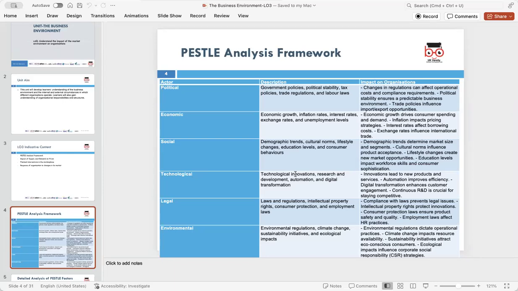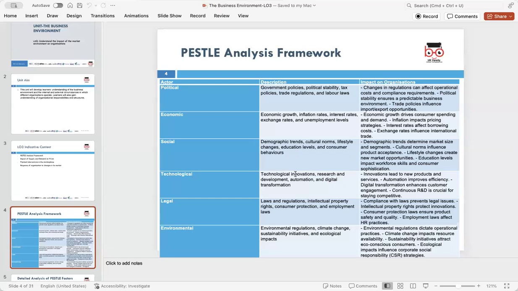For example, using robots in manufacturing can speed up production and reduce errors. Digital transformation enhances customer engagement through online platforms and digital marketing strategies. Research and development: investment in research and development is crucial for staying competitive in a rapidly changing technological landscape.